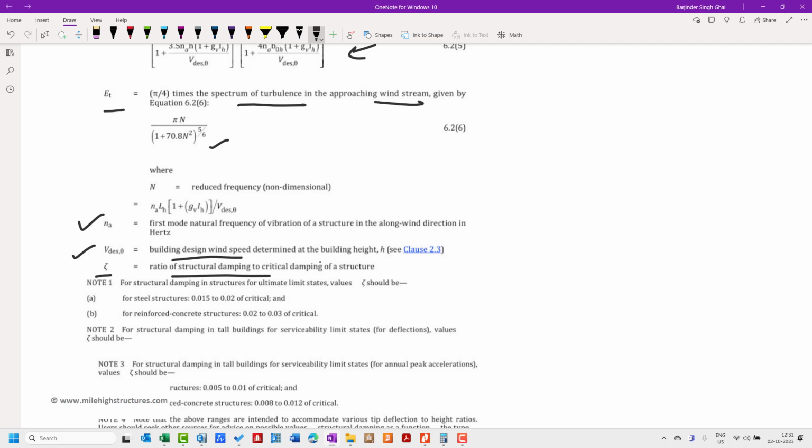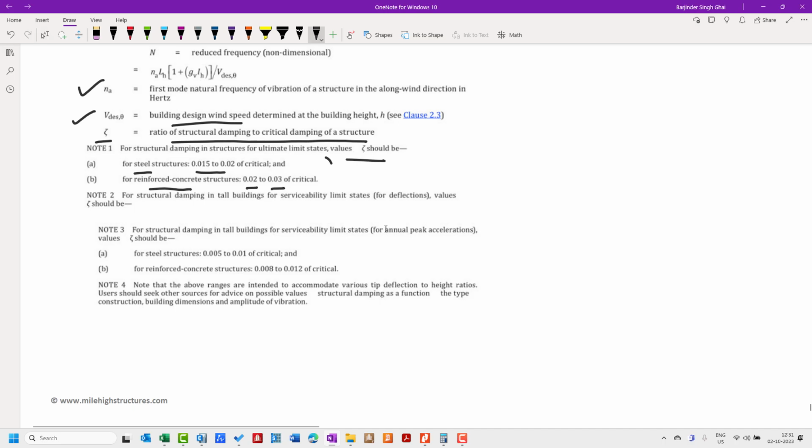This is basically the ratio of the structural damping to the critical damping of the structure. Now this value is given as 0.015 to 0.02 for steel structures, and for reinforced concrete it is 0.02 to 0.03. So concrete has, we can say, higher damping capacity as compared to the steel structures. Now these values of the damping are for the ultimate limit state only, because in the ultimate limit state the sections do get cracked and we do have much more dissipation of energies.